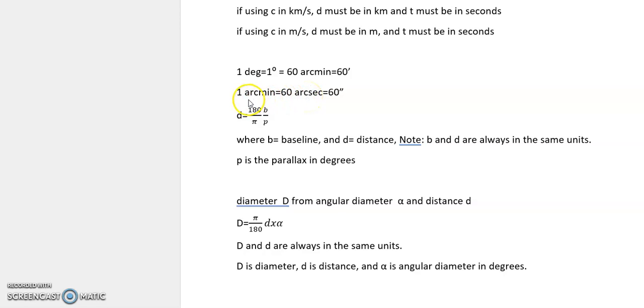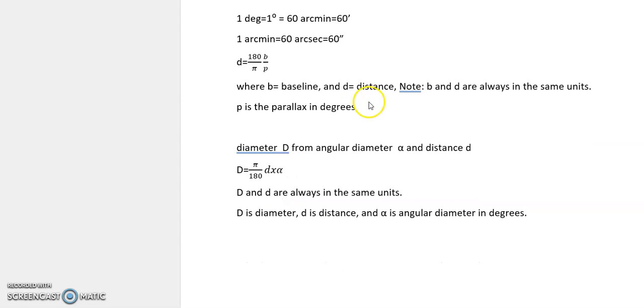Okay, so 1 arc minute is 60 arc seconds. So another way of writing arc seconds is 60 with 2 hash marks. All right, so we get to our first formula. This is called the parallax formula.